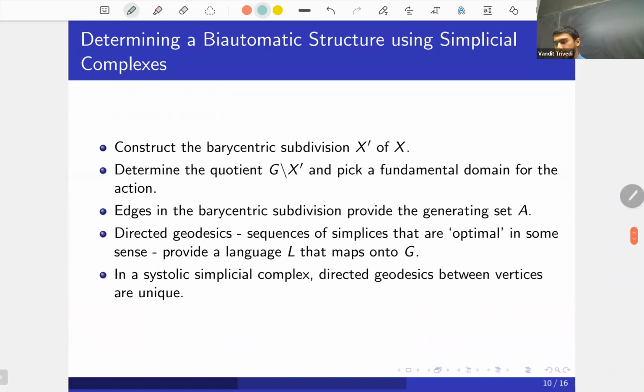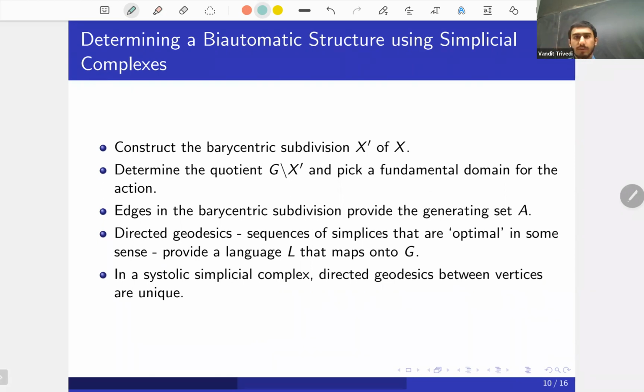So we're going to look at the second of these, a group acting on a simplicial complex. And this is a very vague overview of how one would find an automatic structure on a group. So we have a simplicial complex X, which consists of vertices, edges, triangles, tetrahedra, and so on. And we construct the barycentric subdivision X prime, which I'm going to get to in the example. We find the quotient of that space by the action of G, pick a fundamental domain. And this is how we get our automatic structure.